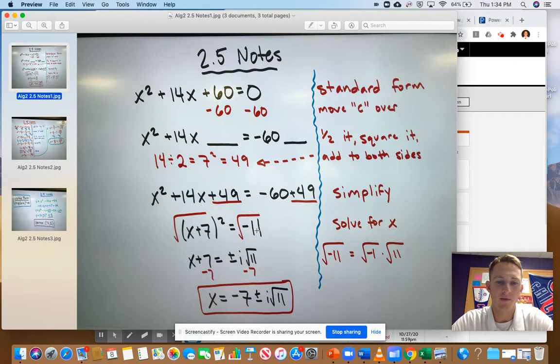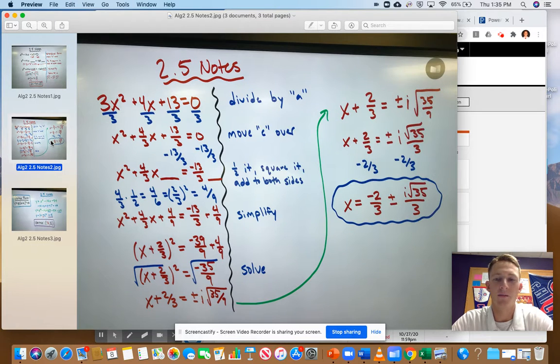And when we take the square root of something, we're going to have a positive and a negative answer. We don't like the negative inside of the square root, so there's our i, just like from 2.4, and what's left over, that square root of 11. Now let's get x by itself. Let's subtract 7 from both sides, and we're going to write this whole number before we write the i term, the imaginary term. So our answer is x equals negative 7 plus or minus i times the square root of 11.